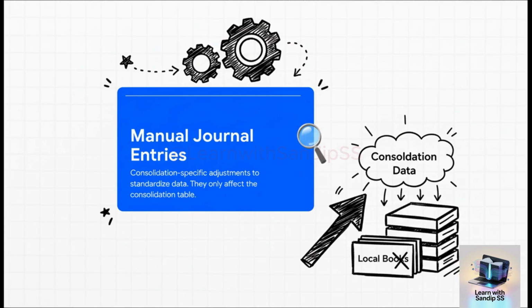Then you have something called manual journal entries. These are basically adjustments that accountants make right at the group level. We call them topside entries. And the really important thing to remember here is that these adjustments don't change the local subsidiary's books at all.